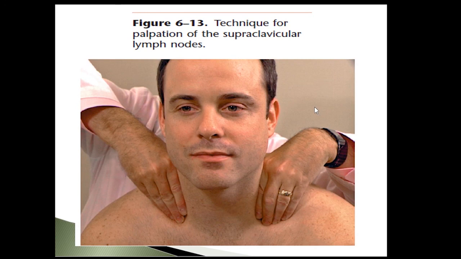So that's the picture here. Stand behind the patient and put fingers above the clavicle bone on the fossa. The fossa is just a big space there. Tell the patient to breathe deeply, and then we press deeply. If there is a lymph node there, we will find it.